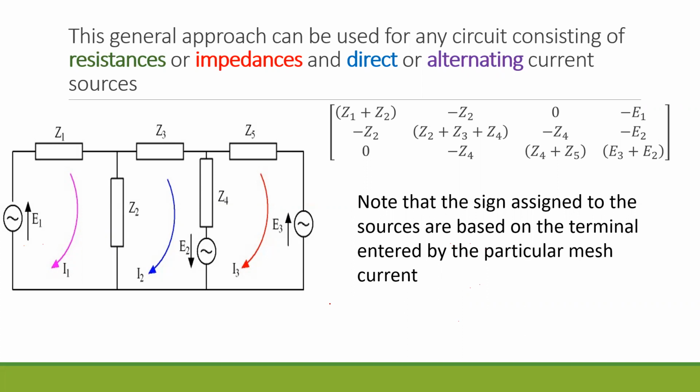All right, sir. Looking at the circuit, for mesh 1, the arrow going up at E1. So I was thinking... I don't want to know what you're thinking. Look at the statement I have written. What does it say? Note that the sign assigned to the source are based on the terminal entered by the particular mesh current. What is the mesh current over mesh 1? I1, sir. Which terminal is it entering?